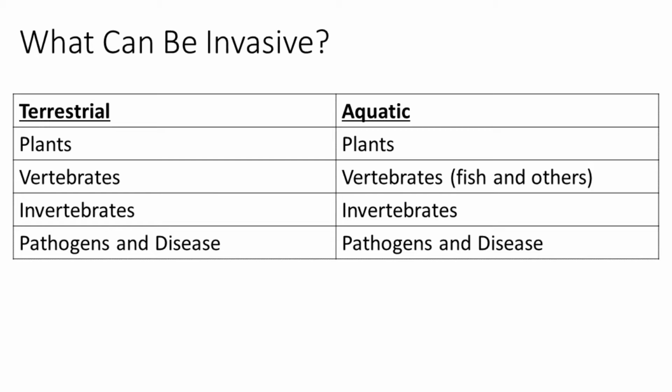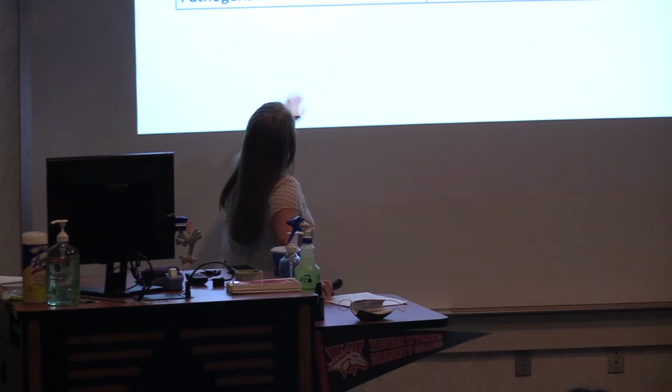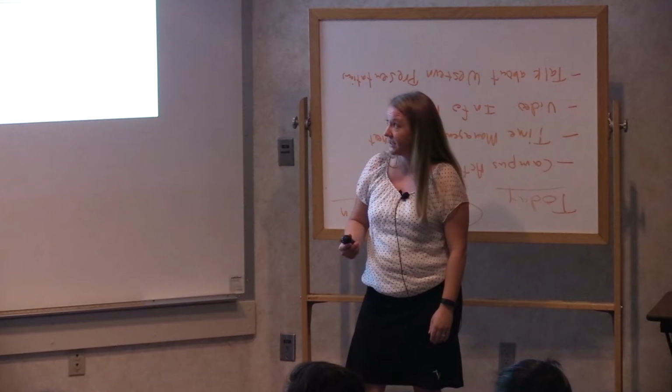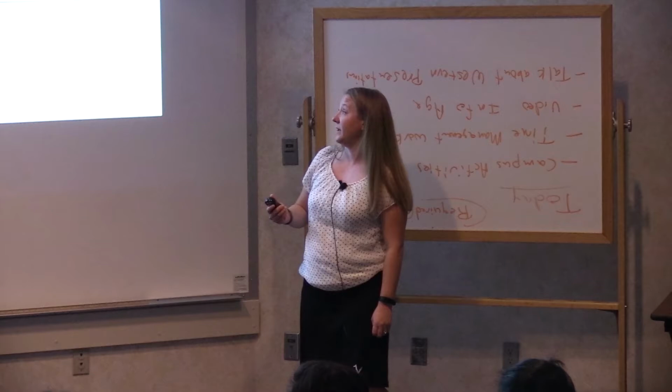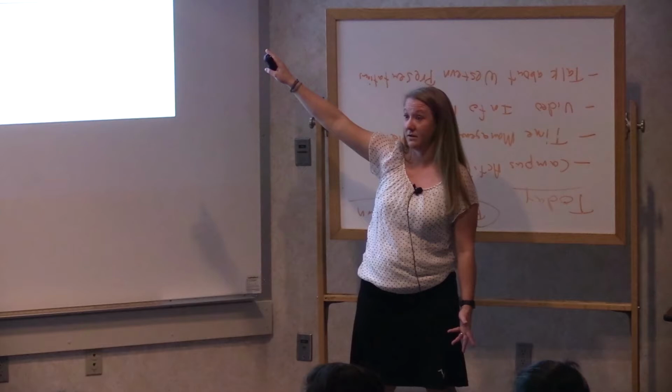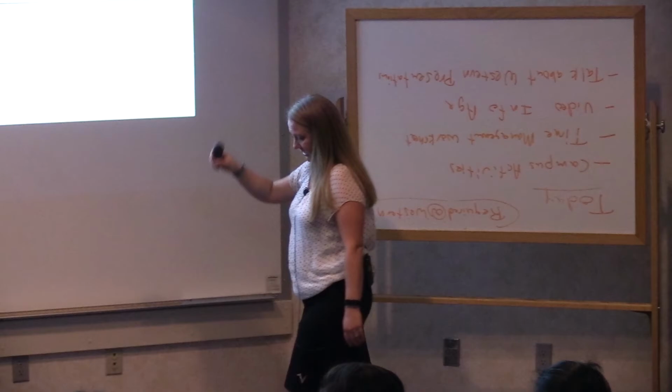So if we think about what can be invasive, we know that kind of these big things can be invasive. Fish can be invasive. Plants can be invasive. But also really tiny things without a backbone, like invertebrates, can be invasive. And then disease or other pathogens like parasites. And one parasite we're going to talk about today is one that is present in Wyoming. So we're going to get a little taste of both these terrestrial, and so from here on out, if I say terrestrial, that just means on land. Aquatic means in the water. And so all of these various types of invasive species can be found in both of those areas.